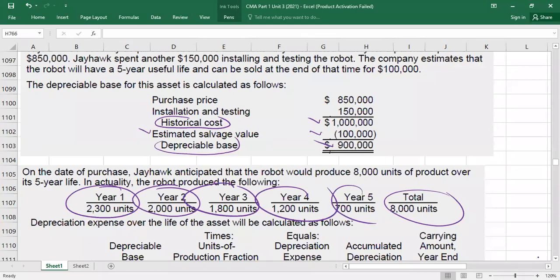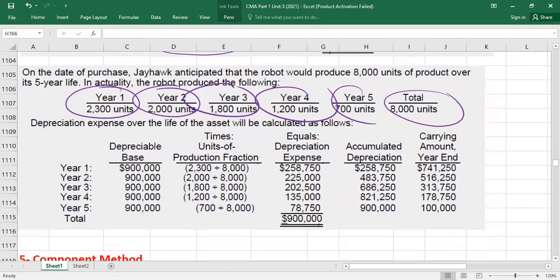Okay. So how will you depreciate now? Very simple. First, as I told you, you will take depreciable base multiplied by actual production divided by total production, right? Right or wrong? In the first year, in year one, depreciable base is 900,000, right? And actual production is how much in year one?